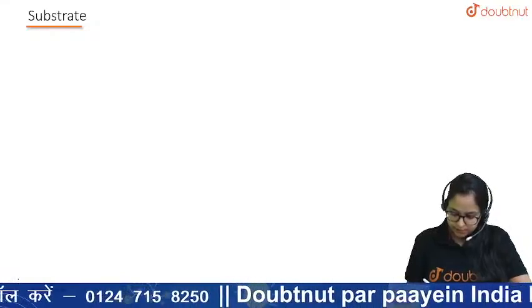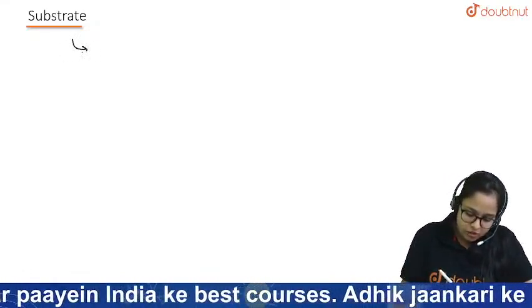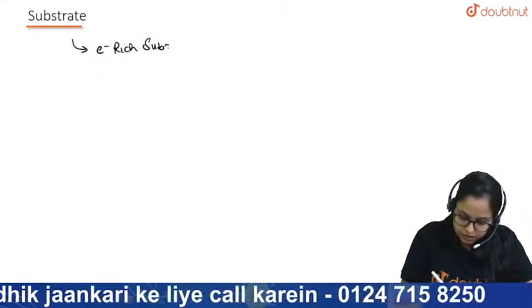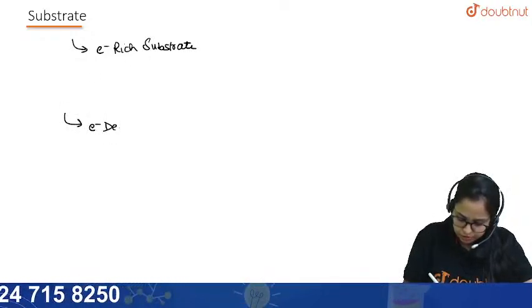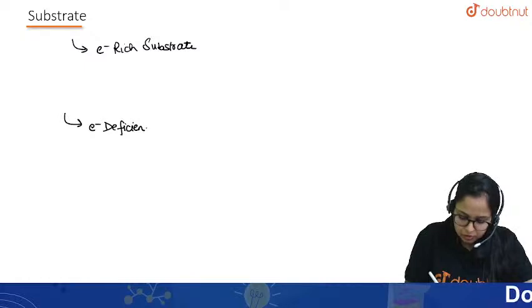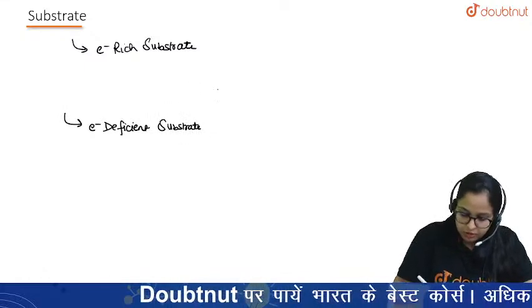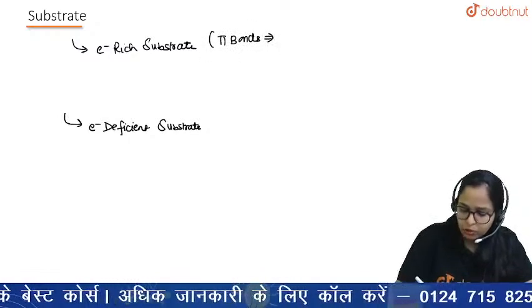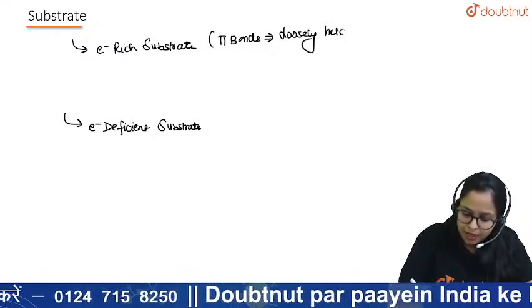And if we discuss a little more, substrates are of two types. We have electron rich substrates, and we also have electron deficient substrates. In electron rich substrates, you generally have pi bonds. Pi bonds are weak bonds. They have loosely held pi electrons.